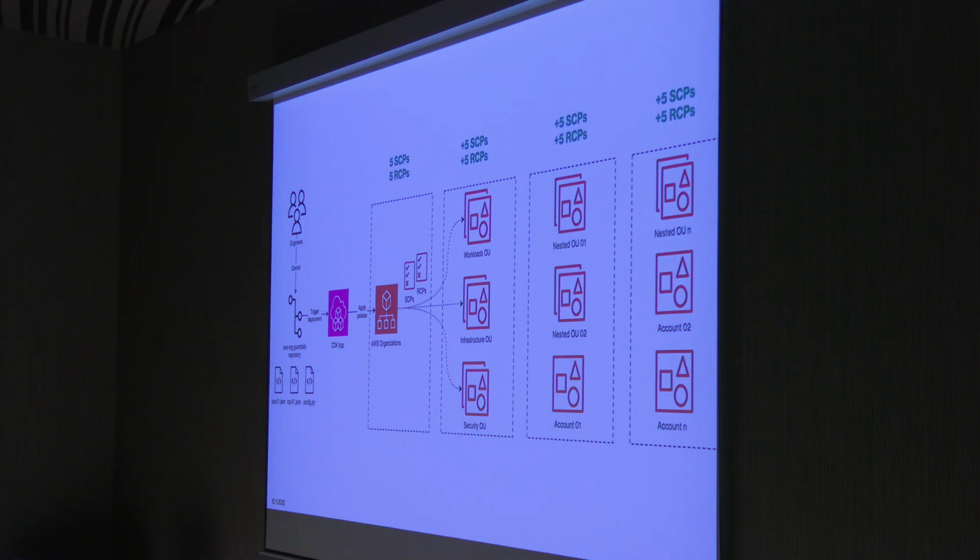And so what can we do to scale this? As you can see, we have the AWS root OU, we have security, workloads, infrastructure, and then we have some nested OUs. With each OU, we can attach 5 more SCPs and 5 more RCPs. And so this way we can scale them.